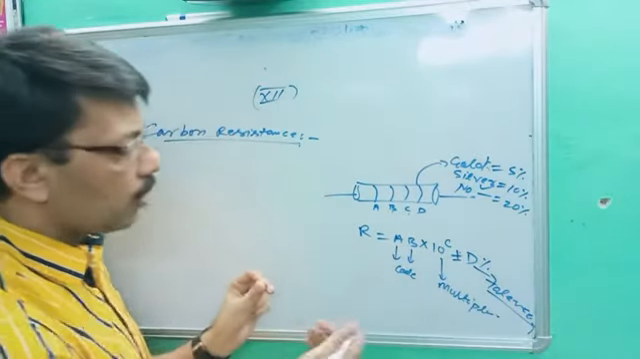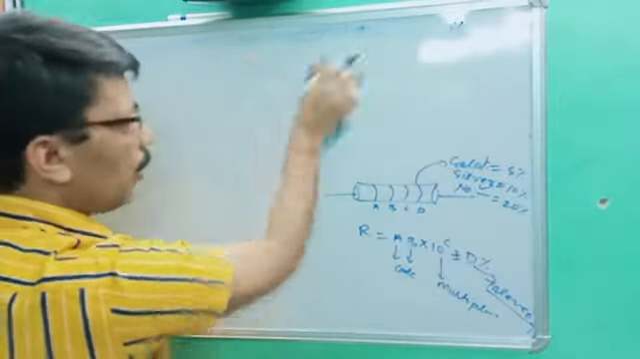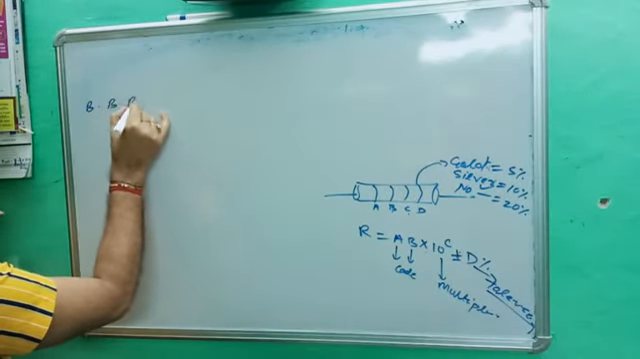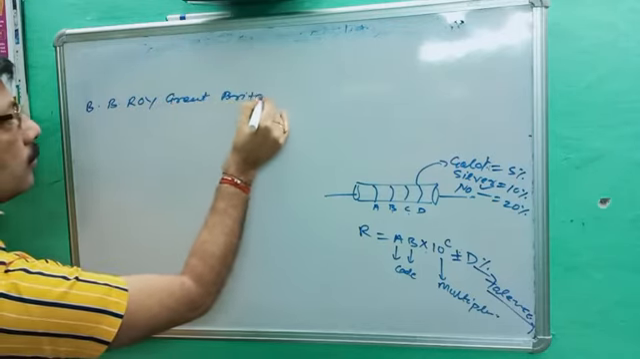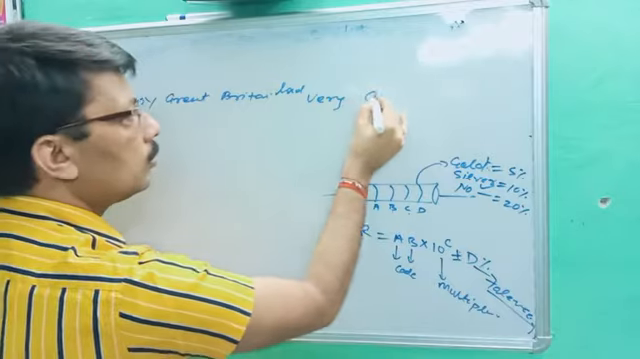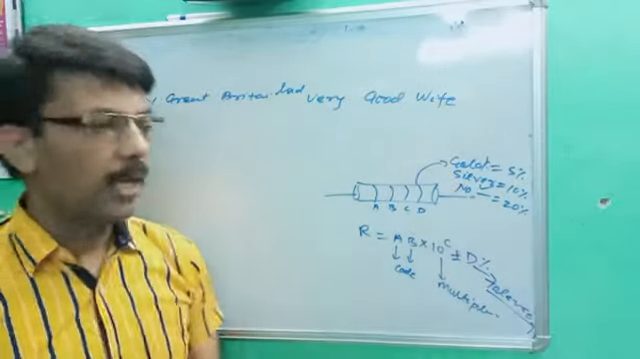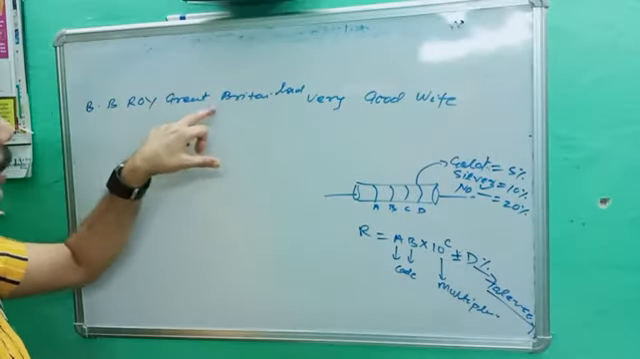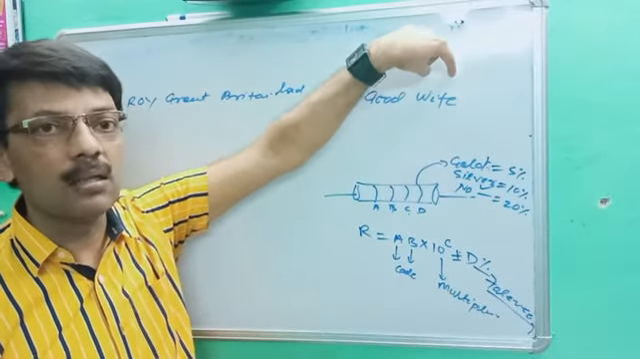Now we have to decide the code and multiplier, because different colors have different codes. I have a formula to memorize this very easily, and the formula is B.B. Roy, Great Britain, had very good wife. By that formula you can memorize all the color codes very easily. Once again, B.B. Roy, Great Britain, had is not included, very good wife. Okay, this is the formula by which we can learn the code and multiplier.